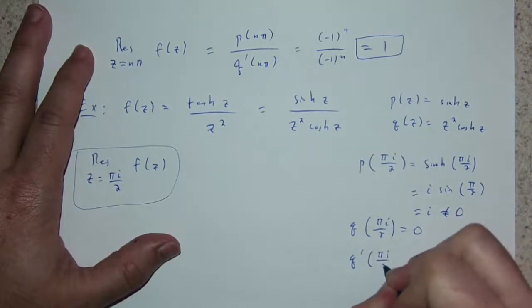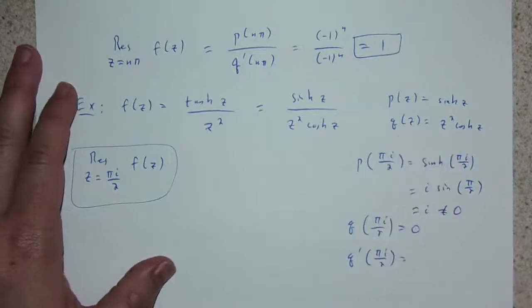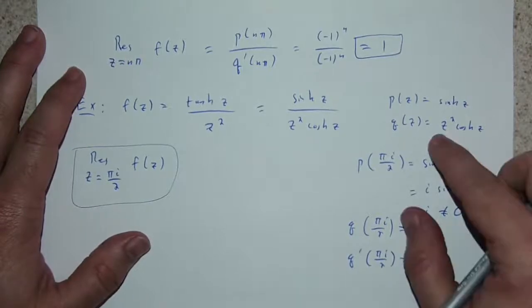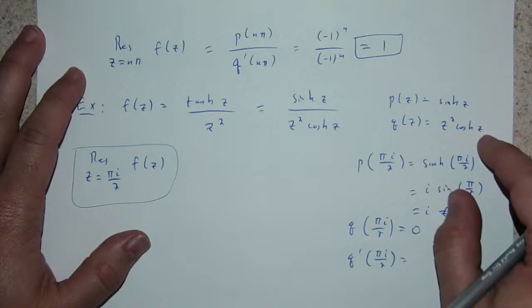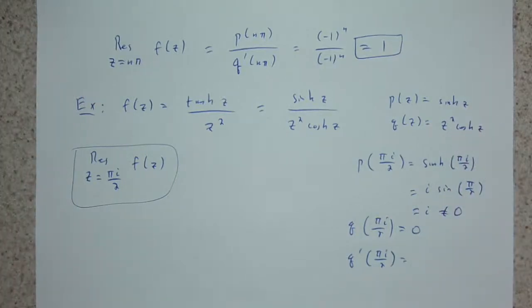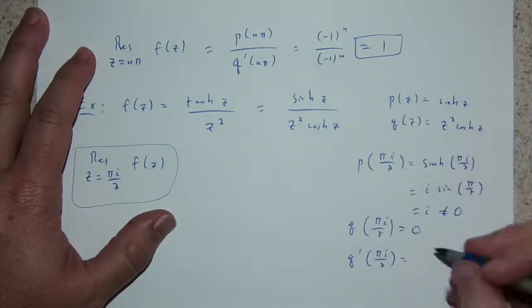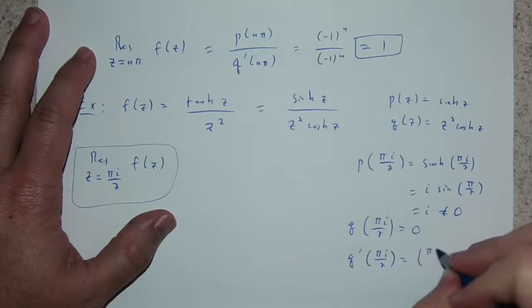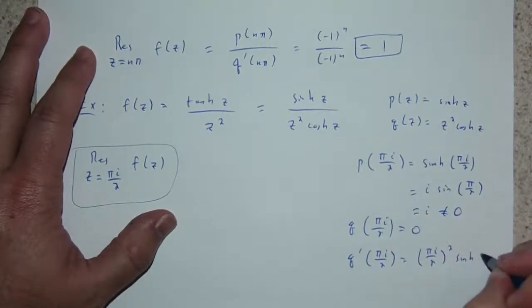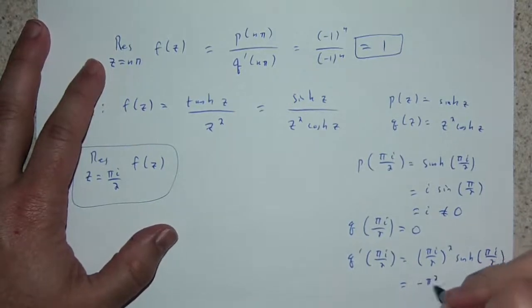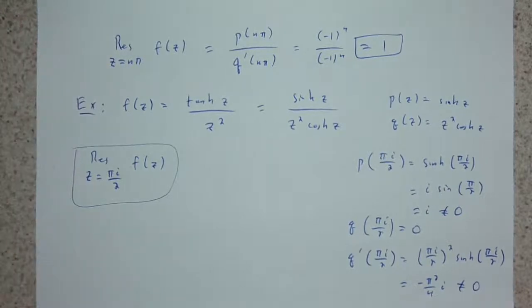But what about q prime? Q prime of pi I over 2 is, if I'm taking the derivative of q here, using product rule, 2z cosh z plus z squared sinh z. So plugging in at pi I over 2, since that's a 0 of cosh, that term cancels. And so we're only left with the single term in the derivative, which is pi I over 2 squared sinh of pi I over 2, which is minus pi squared over 4 times I, which is again non-zero.